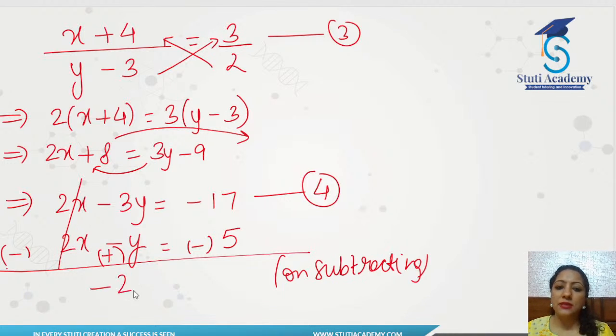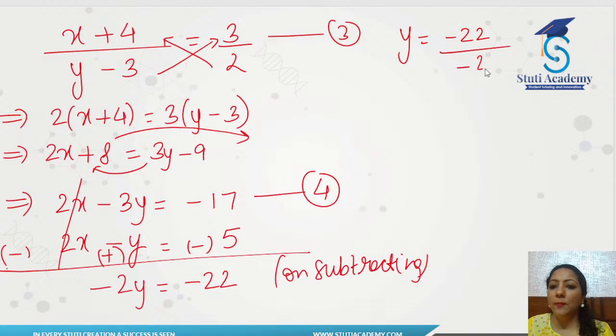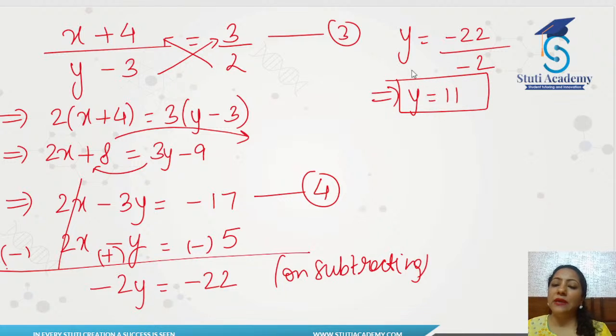And here we have minus 2y and here we have minus 22. So, finally, y would be minus 22 over minus 2. That means y is 11. We have got y as 11. That means the denominator is 11.